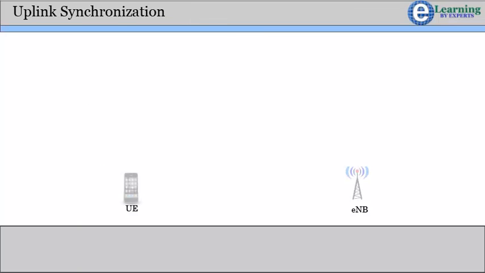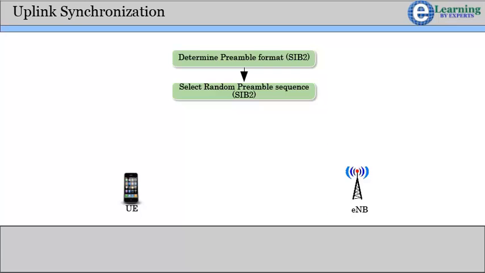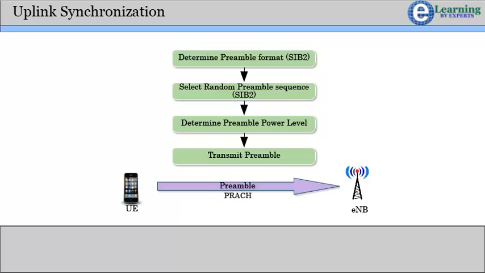Once the UE has the required information from SIB type 2, it is ready to begin uplink synchronization with the LTE cell. When ready to synchronize, the UE randomly selects one of the preambles from the pool it was given, determines its required uplink transmit power, and transmits the preamble on the PRACH.